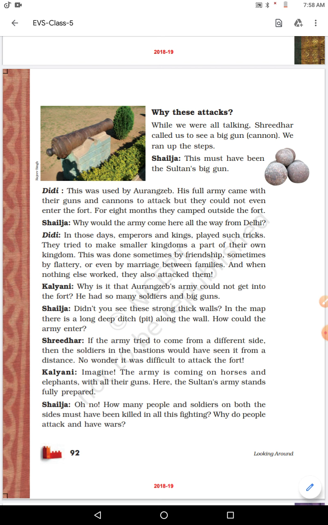Kalyani, imagine the army is coming on horses and elephants with all their guns. Here, Sultan's army stands fully prepared. Right? In those days, kings and emperors didn't have missiles, war tanks, rocket launchers, guns and all. As well, they didn't have vehicles, so they used elephants and horses.